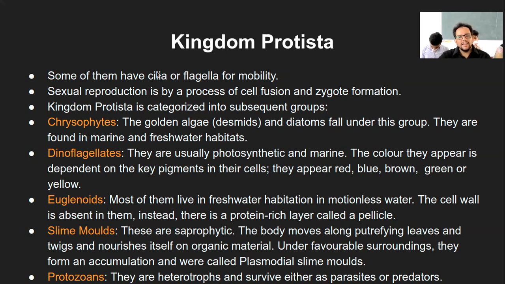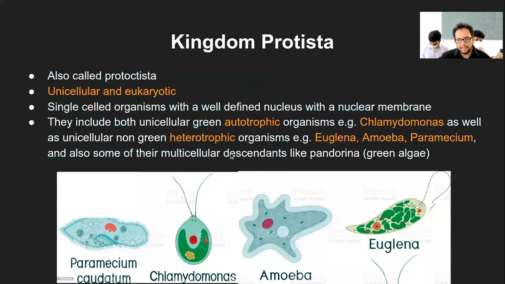Usually, cilia are referred to as hair-like structures present on the surface of the cells. That is cilia. And flagella is something like a whip, an extended tail, which is present with the organism. So you can see even Euglena has this, and even Chlamydomonas has it.